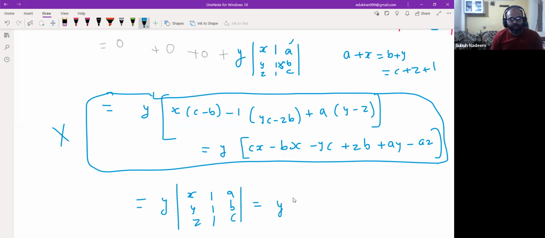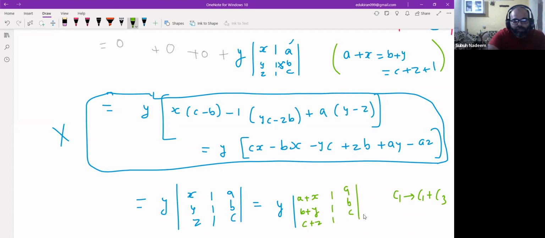Instead of that, as you can see, it is becoming A plus X and B plus Y and C plus Z plus 1. So you get a hint from here. What is the hint? Let us write column 1 as column 1 plus column 3. So this will be A plus X, this will be B plus Y, this will be C plus Z, then 1, 1, 1, A, B, C.